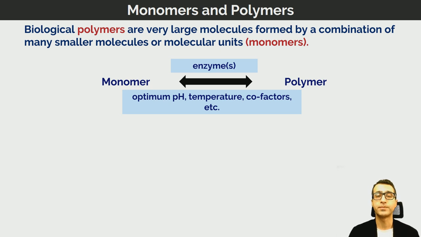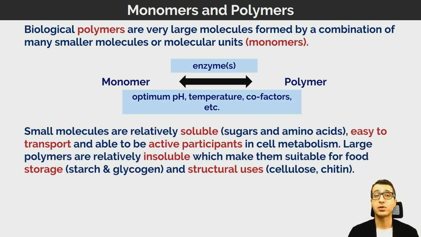Now, the small molecules, the monomers, tend to be relatively soluble, things like sugars, amino acids, and so on, and they tend to be easily transportable and are often active participants in cellular metabolism. In contrast, the larger molecules, the polymers, are relatively insoluble, which makes them typically very well suited for things like storage, such as starch and glycogen, but also structural uses. So, for example, the polymers cellulose and chitin.